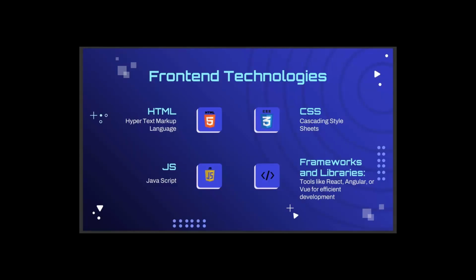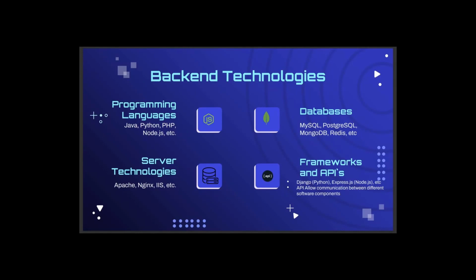Here we see the technologies used in both front end and back end. Front end technologies: HTML, CSS, JS, frameworks and libraries. Backend technologies: programming languages are Java, Python, PHP, Node. Databases: MySQL, PostgreSQL, MongoDB, Redis, etc. Server technologies are Apache, Nginx, etc. Frameworks and APIs are Django and Express.js.